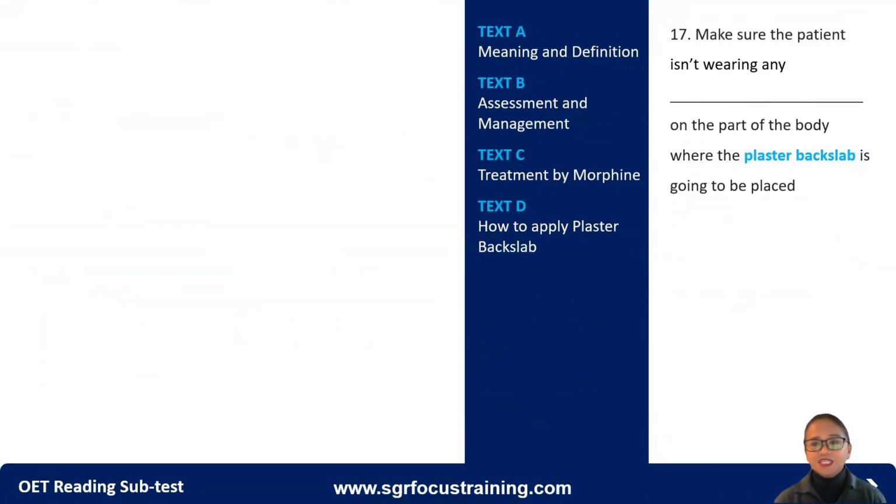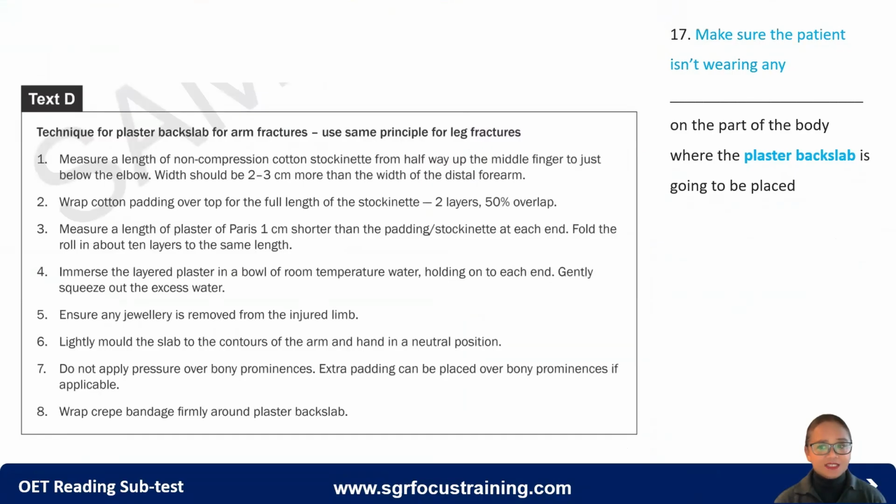Question number 17, nice and easy. It used the words plaster back slab. So we're going to go into text D. When we read the question again, it's something that the patient shouldn't be wearing. And the only information there about what we wear is actually on number 5, which means that the answer in here is jewelry. Now again, be careful with the spelling, because I know some spellings are not written like this for jewelry.